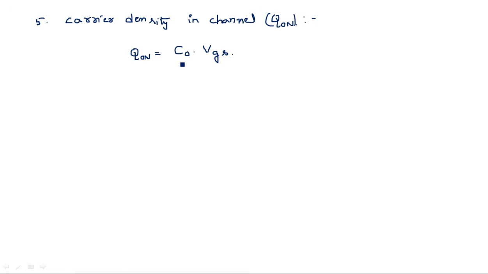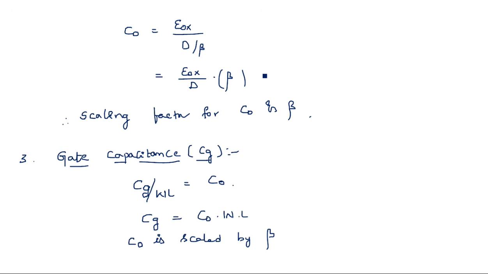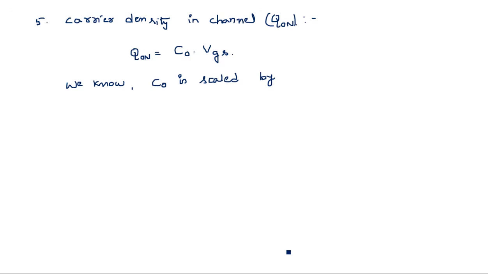So what do we mean by C0? Already we know C0 is nothing but gate capacitance per unit area, and VGS is the voltage between gate and source. You know the individual scaling factors of these two, so that we can get the scaling factor of Q on. What is the scaling factor of C0? We have calculated it already. See here, C0 is scaled by beta.